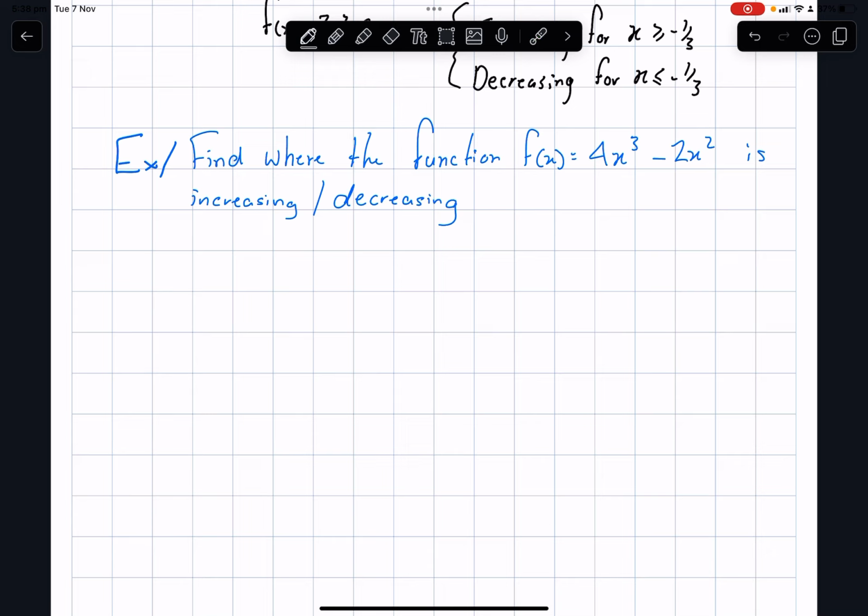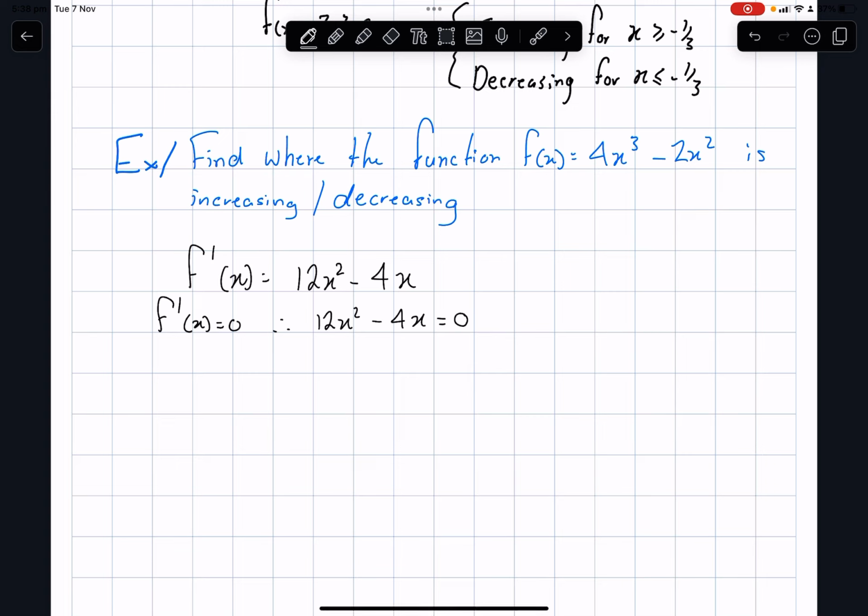So I want to first and foremost find my derivative. Now the 3 comes out the front and multiplies by the 4, and we drop the power by 1, so I get 12x squared. And my second term, I get minus 4x. Now, we want to set this to be equal to 0. So that means I want 12x squared minus 4x equals 0.